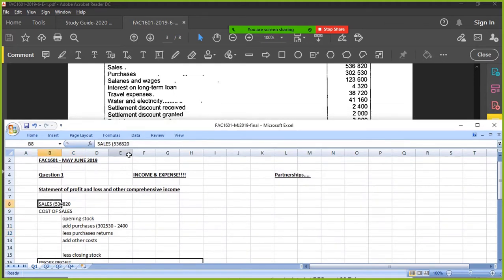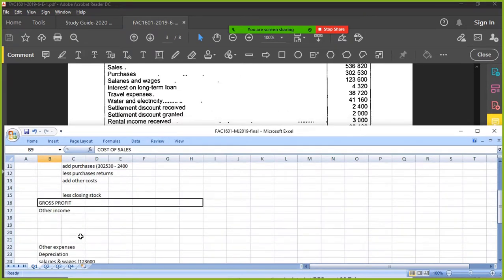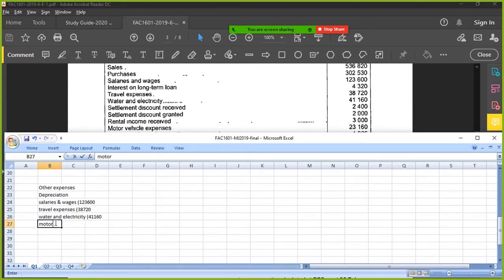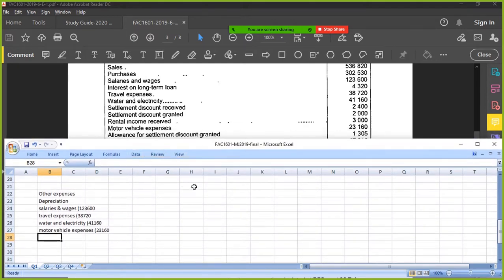Settlement discount granted. They're going to take it off sales. 2,000. Rent income received, 3,000. Motor vehicle expenses, 21160. Okay, is all of this okay so far? Yes. Just normal disclosure, hey?